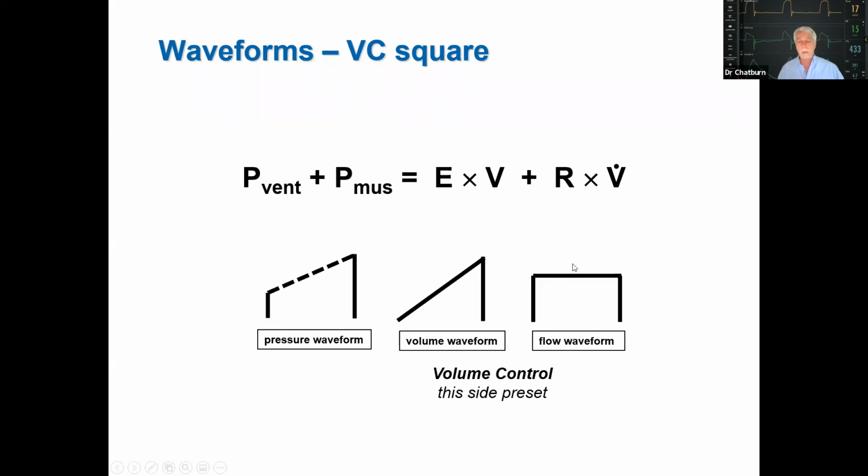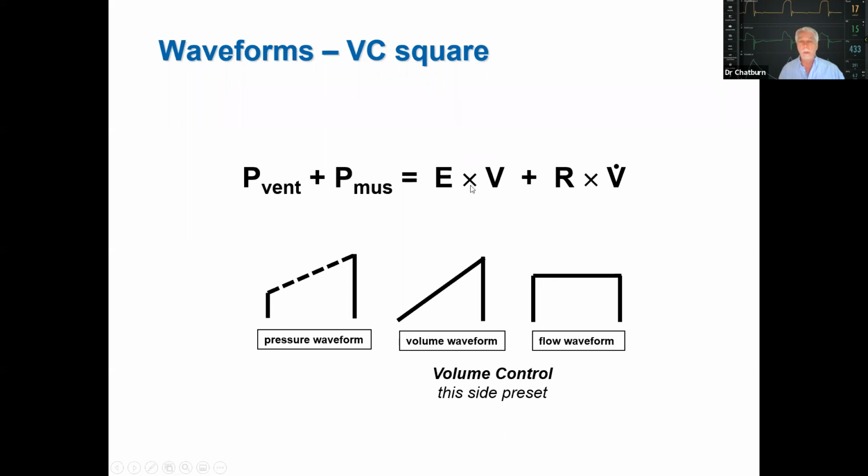And in this case, again, these waveforms here, this is the standard waveform for flow. This is a simple constant flow waveform here. And as a result of that, we get a linear rise, a triangular shaped volume waveform. And if you add these two together, you get basically a triangle on top of a rectangle for the pressure waveform. And we call this volume control if the operator can preset, as I said, both volume and flow.